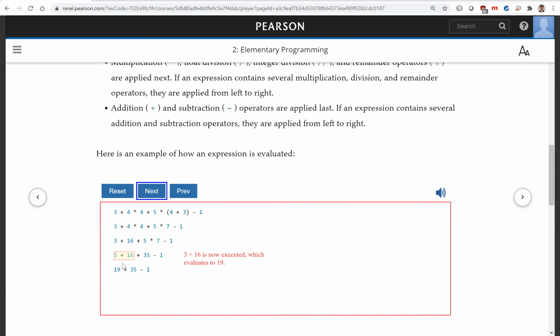3 plus 16 is now executed, which evaluates to 19. 19 plus 35 is now executed, which evaluates to 54. 54 minus 1 is now executed, which evaluates to 53. The evaluation is finished. You may restart the animation.